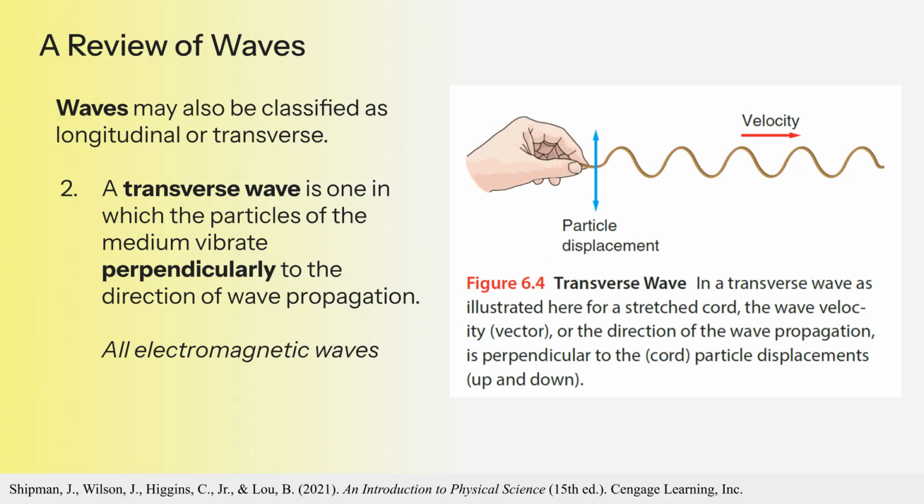The second type of wave we must review is the transverse wave. A transverse wave is one in which the particles of the medium vibrate perpendicularly to the direction of wave propagation. All electromagnetic waves, including visible light, are transverse waves. Imagine shaking a rope up and down, creating crests and troughs that move horizontally away from your hand. The key point is that the vibration is perpendicular to the direction of travel.